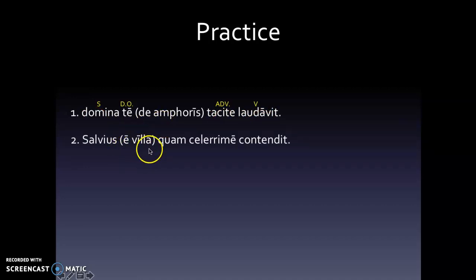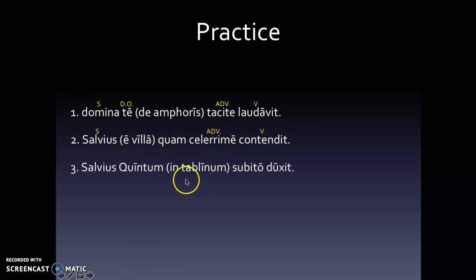We've got a prep phrase here. We've got a nominative as our subject. We've got an adverb and a verb. Notice that it is a superlative adverb. We know because of the double consonant, the im, and then the accented e, and we've got the quam. Remember, quam plus a superlative adverb, we translate it as whatever as possible. Here it's quickly. So Salvius hurried out of the house as quickly as possible. We've got a prep phrase here, in tablinium. We've got a nominative subject, accusative direct object, an adverb, and a verb. Salvius suddenly led Quintus into the study.